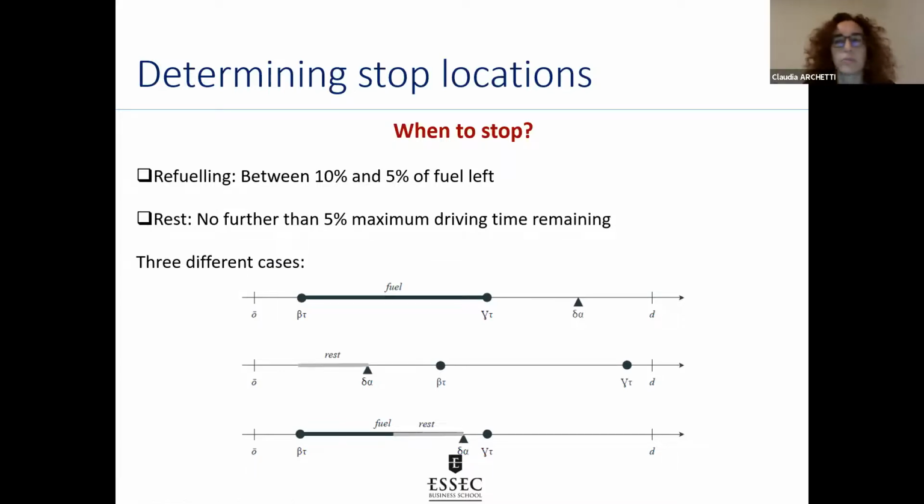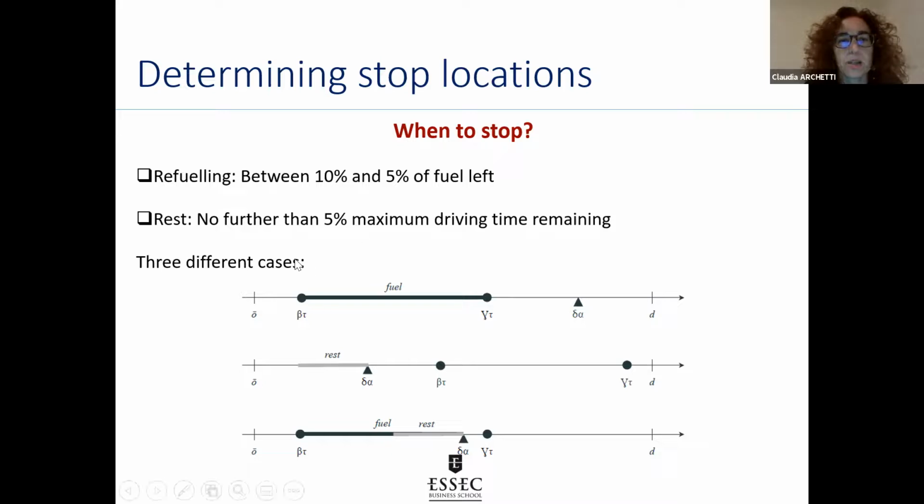So when do we need to stop? There are two reasons why we need to stop: because we are running out of fuel, and in this case, our rule is to start searching for a refueling stop when the tank level is between 10% and 5% of the maximum level. Or we might stop because we are running out of time. And in this case, we start to look for a rest location backward from the point in which we have 5% of the driving time remaining.